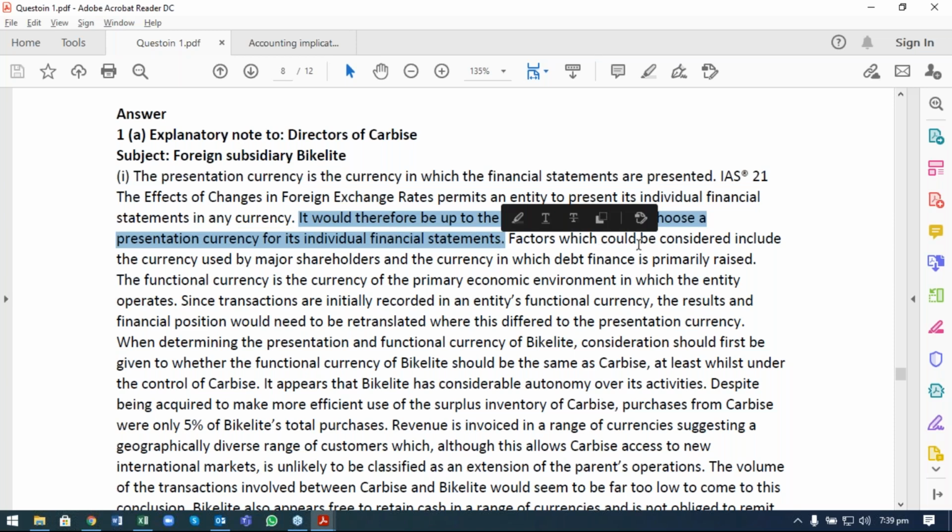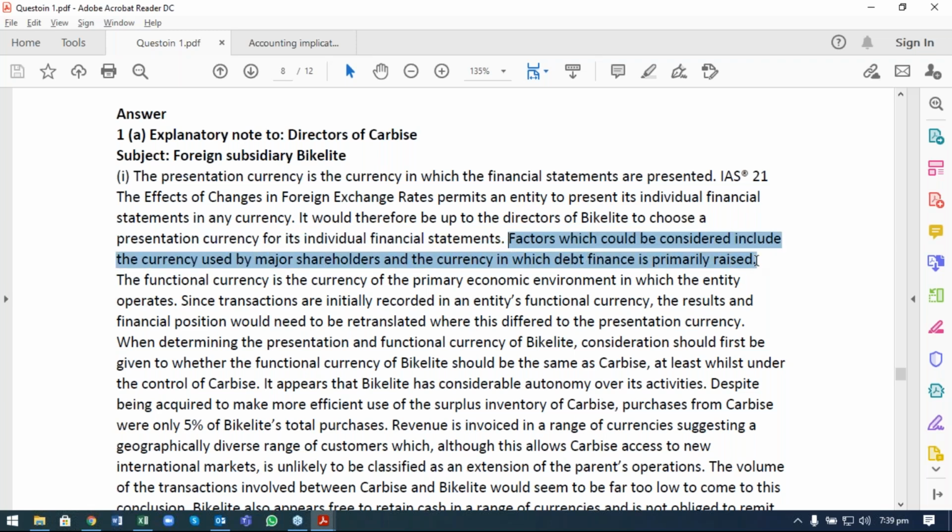But factors which would be considered include the currency used by the major stakeholders, my shareholders, and the currency in which the debt finance is primarily raised. For these two factors, IAS 21 gave the emphasis that the presentation currency should most probably be the currency of the major shareholders of the company, because they would better understand the performance of a company in a currency which they know well.